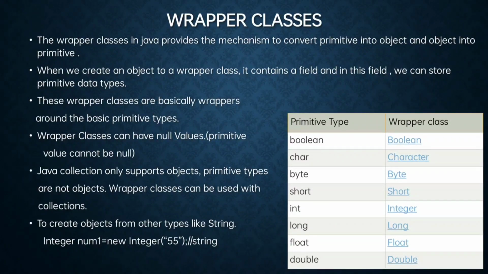Wrapper classes can be used with collections to create objects from other types like String. Integer num1 equal to new Integer, and we'll be passing 55 as a string. So here is a table that defines primitive types and their wrapper classes. Like boolean becomes Boolean, char is Character, byte is Byte, short is Short, int is Integer, long is Long, float is Float and double is Double with capital D.